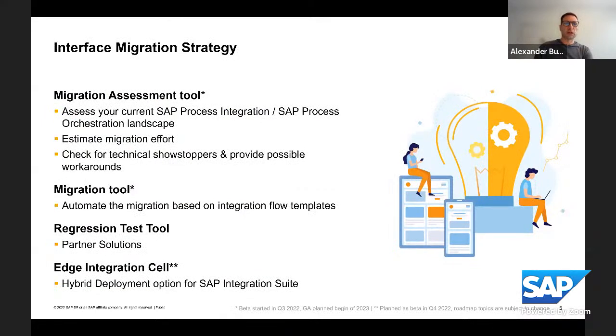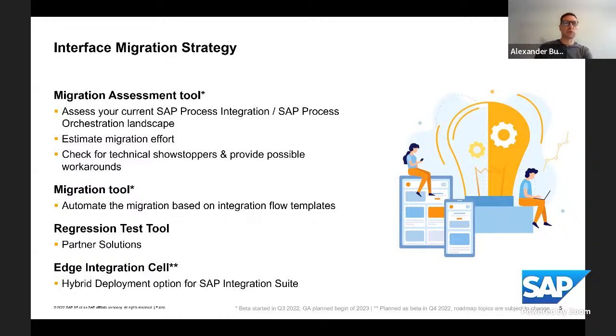Good. To sum this up, what is the interface migration strategy? It's more or less based on those 4 pillars. We have the migration assessment tool and the migration tool. Both tools are currently in beta. The beta was started in mid-October. It's still ongoing and might run until January. And then we plan to have the first features of those tools shipped in GA, in general availability, by mid or end of January, right?